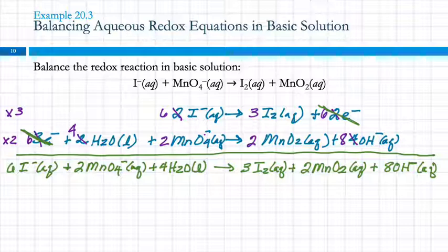How do the charges balance on the bottom? Okay, let's check. So I have 6 times minus 1, so that's minus 6 here, and 2 times minus 1, that's minus 2, and the water doesn't have any, so that's a total of minus 8 on that side. And then over here, no charges, and minus 8.